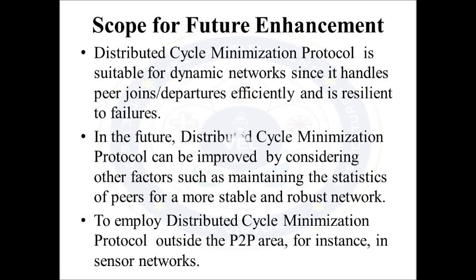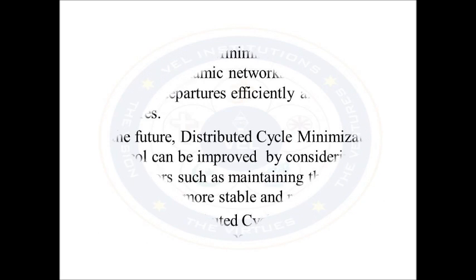And the scope for future enhancement. DCMP is suitable for dynamic networks since it handles peer join and leave efficiently and is resilient to failures. In the future, the distributed cycle minimization protocol can be improved by considering other factors, such as maintaining statistics of peers, for a more stable and robust network.